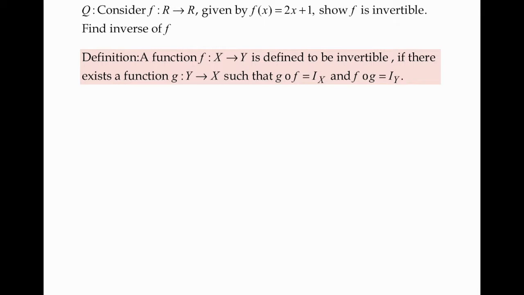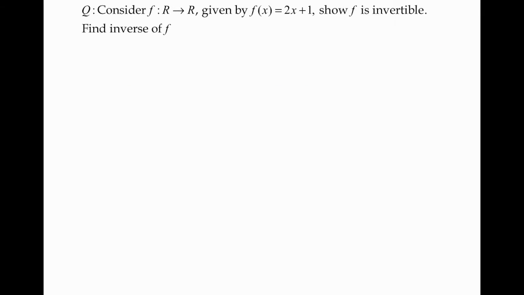The first method was based on this definition, which said that if given an f, which is from X to Y, if there exists a g from Y to X such that g composed with f is identity on set X and f composed with g is identity function on set Y, then g is the inverse of f.